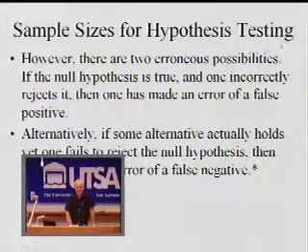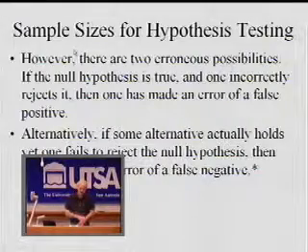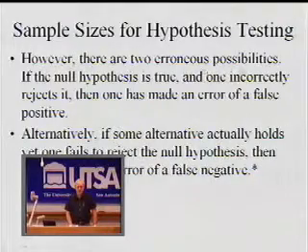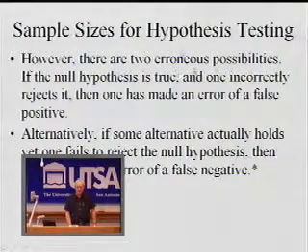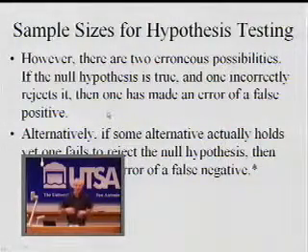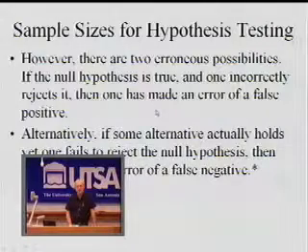So let's think about sample sizes for hypothesis testing. As I said, we're trying to discuss these first, and then we'll see how it's done and look at a formula and take it from there. So there are two erroneous possibilities, so we're still thinking of those four. Now we'll start talking about the errors. If the null hypothesis is true and one incorrectly rejects it, then one has made an error of a false positive. So now we're starting to get to this definition of the type 1 and type 2 error and so on. You can make an error of a false positive where you're saying there is a difference when indeed there truly is not a difference.